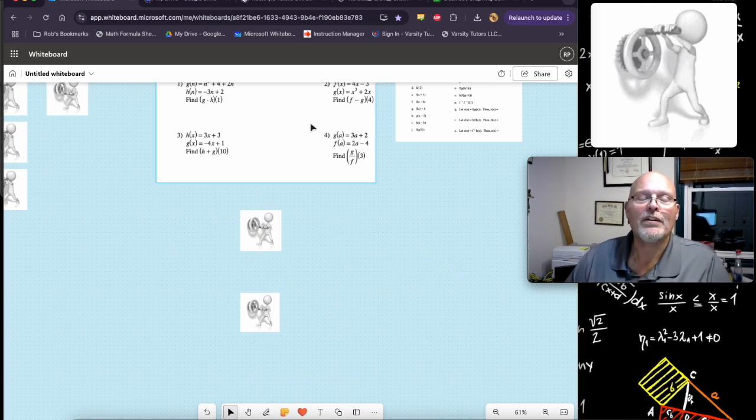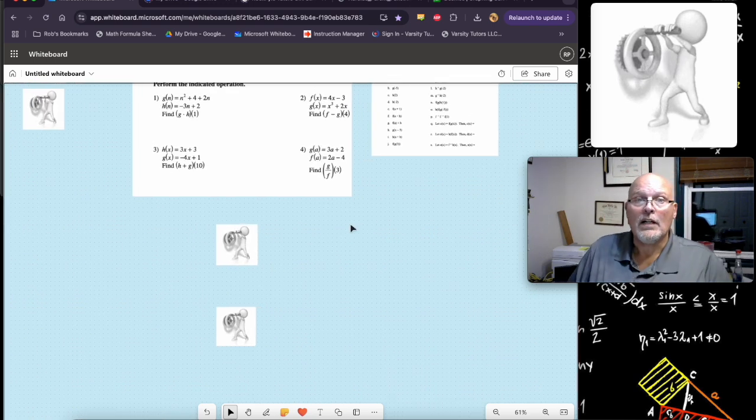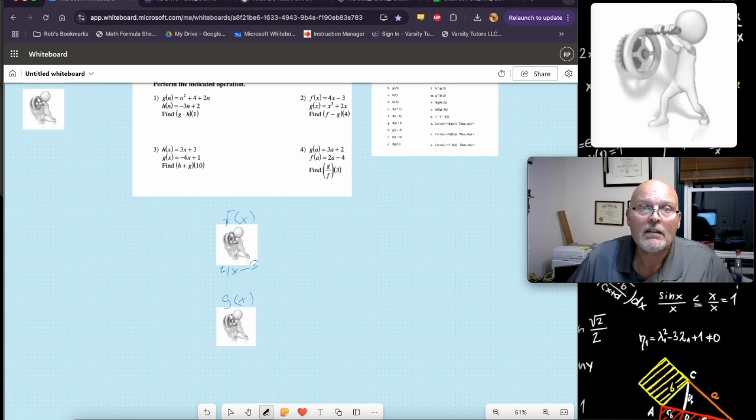The next problem we're going to do is number 2. So I have f of x, which is 4x minus 3, and g of x, which is x cubed plus 2x. Okay, and I want to find f minus g of 4. All right, you know what that is. We're putting 4 as our inputs.